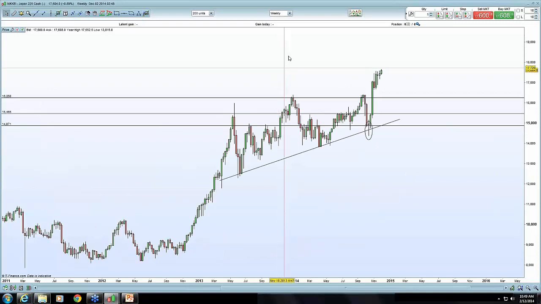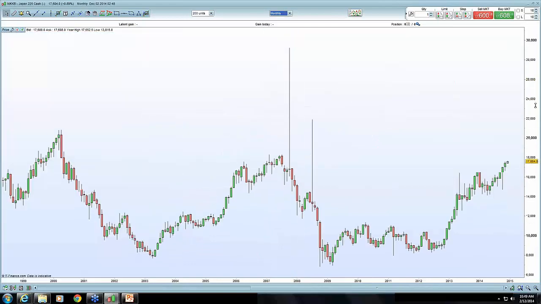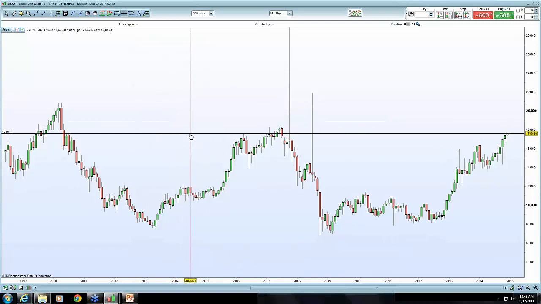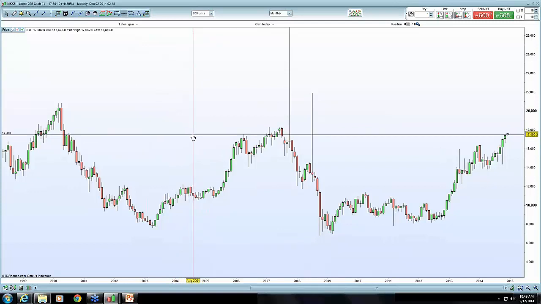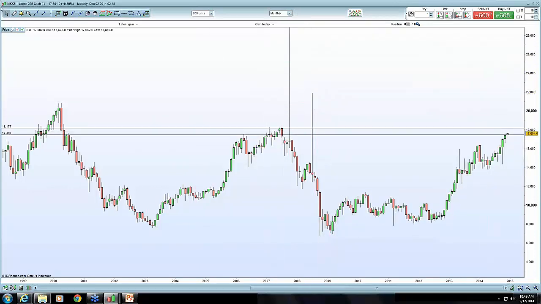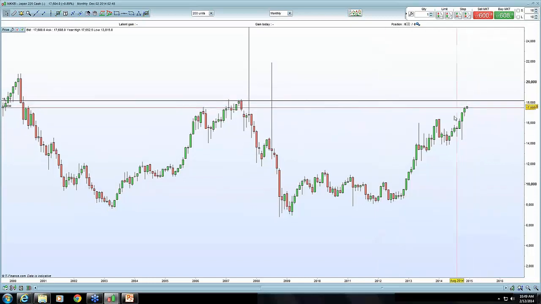Let me see. I have to go to a monthly chart just to try to plot some form of resistance. Based on the monthly chart, this level might be potential. Based on these touches here, the first level of resistance might be around here, around the 17,600 where we are right now, and the next stronger level of resistance is around the 18,200 level.